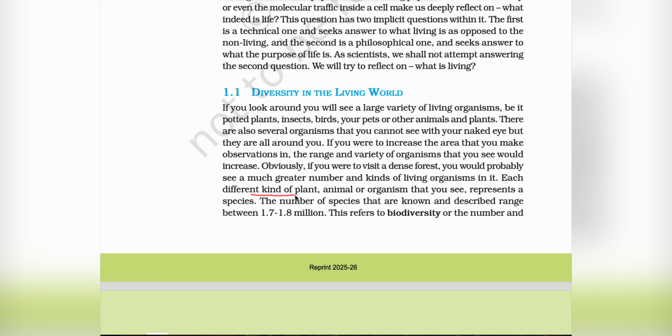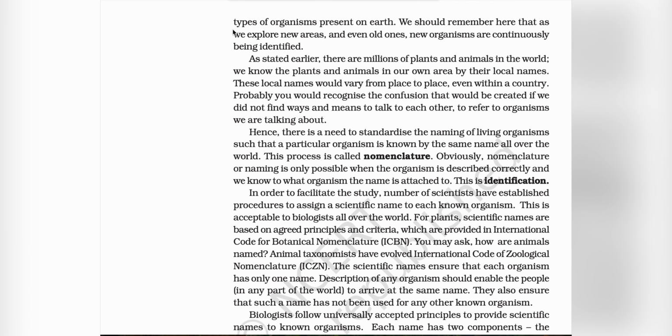Each different kind of plant, animal, or organism that you see represents a species. The number of species that are known and described ranges between 1.7 to 1.8 million. This refers to biodiversity, or the number and types of organisms present on Earth. We should remember here that as we explore new areas and even old ones, new organisms are continuously being identified. As stated earlier, there are millions of plants and animals in the world. We know the plants and animals in our own area by their local names.